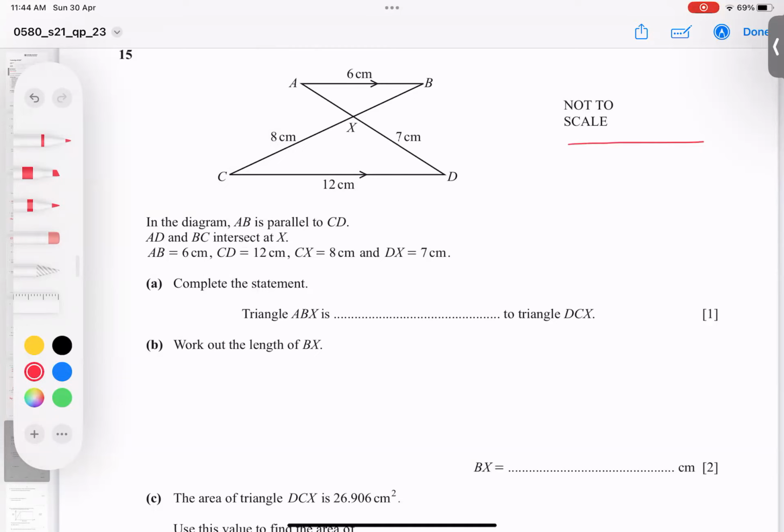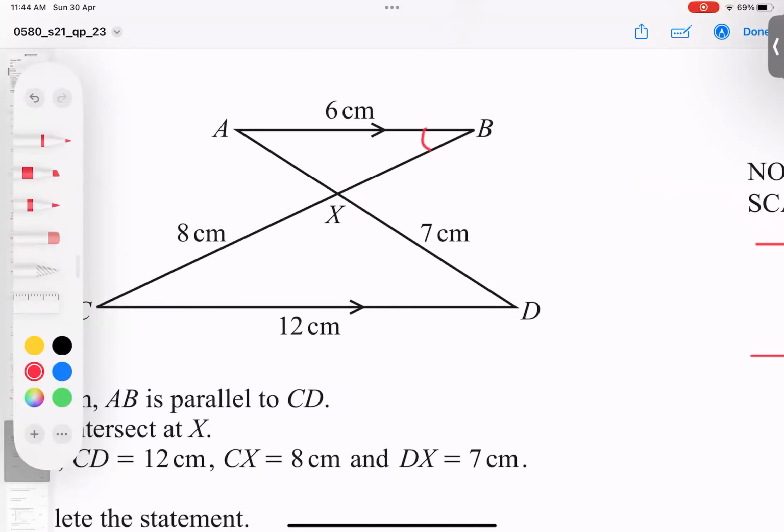First of all, when two lines are parallel to each other and a line cuts them, this angle equals this angle. So this is a parallel line, and this line cuts. So this angle equals this angle. I believe you got the idea. So I'm writing it in a simple way: this angle equals this angle.